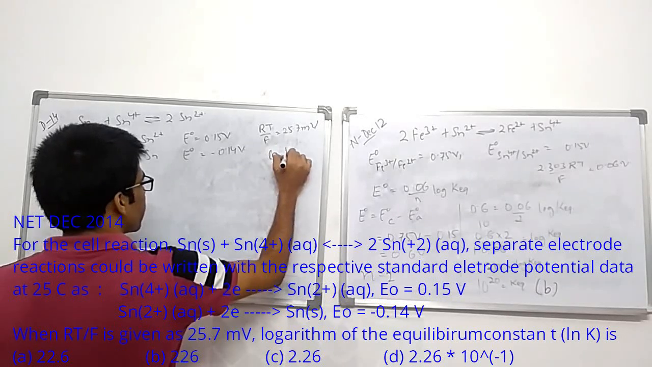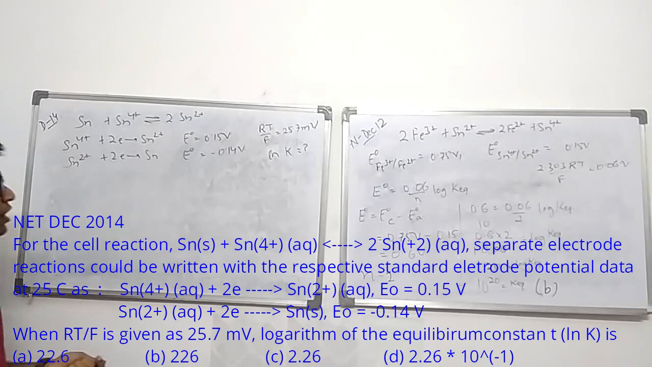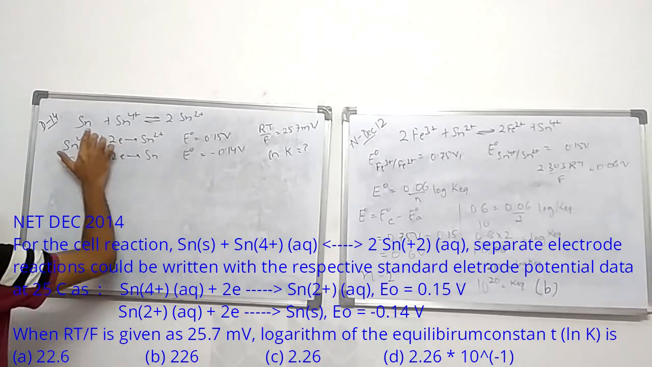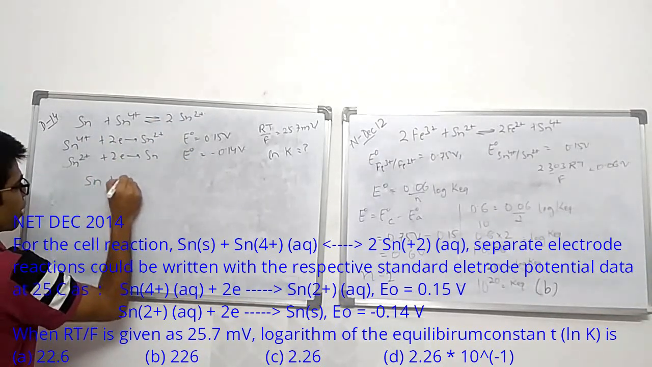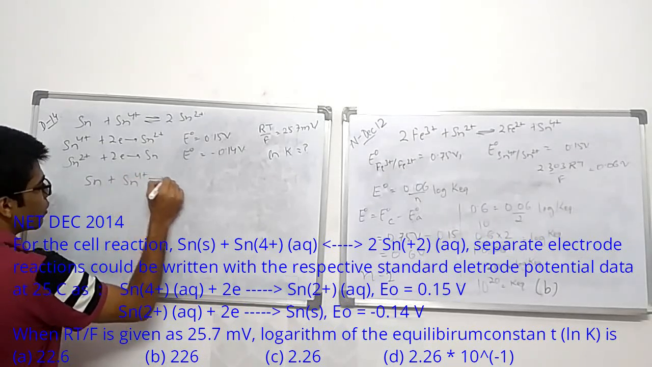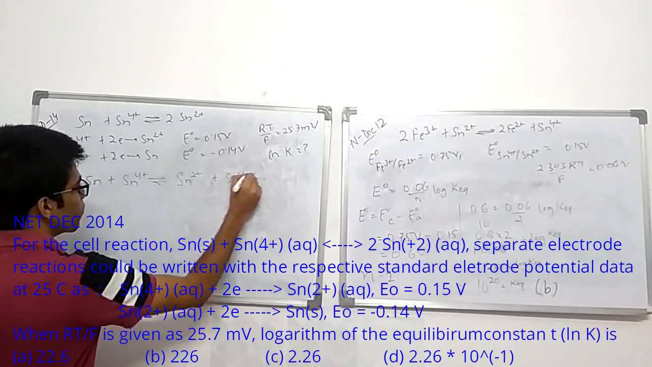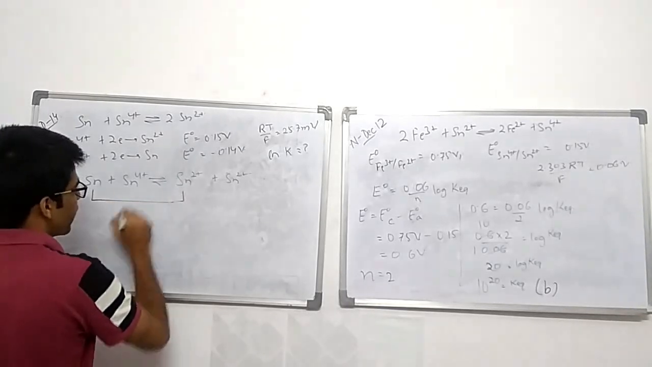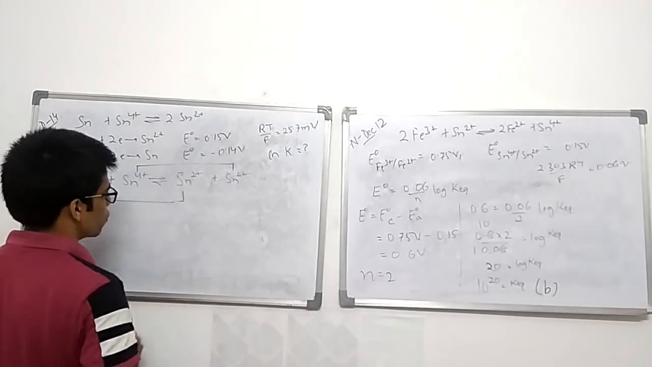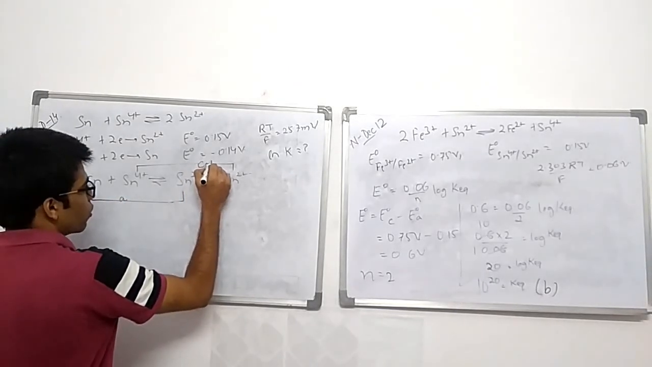What do you need to find? You need to find ln of K. So now there will be a little change in the equation that we will use. So you see, if you just write this equation like this, Sn and Sn4+ gives Sn2+, Sn2+. Now you see, this Sn is oxidized while this Sn is reduced. So that means this is my anode, this is my cathode.